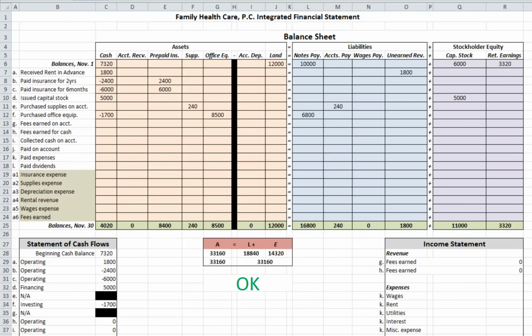Okay, so now we're actually ready to have some revenue, because we've been laying out some cash up to now, so it's good to have some revenue coming in. Now, at transaction G, we have some fees for the medical services Dr. Landry provides, but he's going to earn these on account. Now, what does that mean?